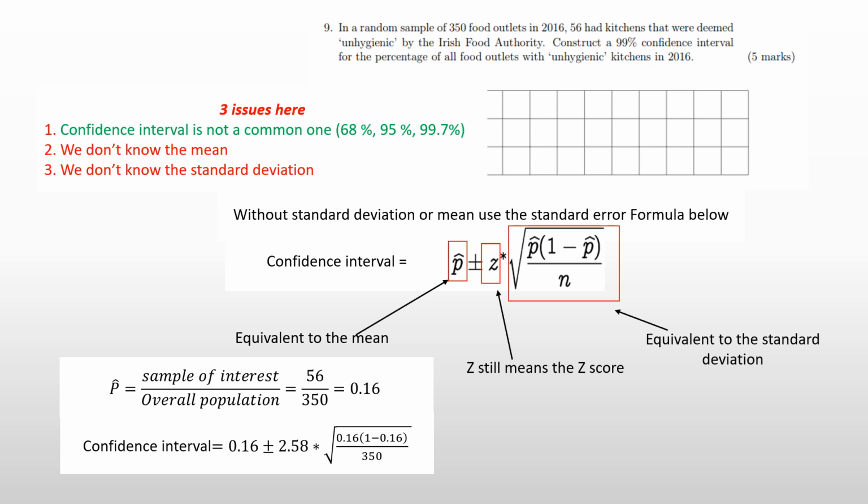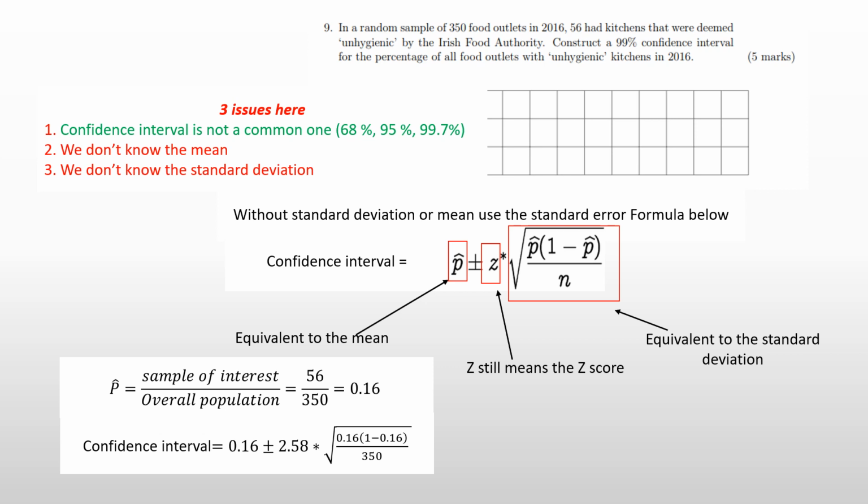It's the 350. Okay, so you put it in the formula because you know p hat now. P hat is 0.16. You know z is 2.58, and n is just the total number of subjects, the ones that are hygienic and the ones that are unhygienic, all of them. So the total is 350, and those were the things sampled in the data, right? So you just put in the formula: confidence interval equals 0.16, which is the p hat, plus or minus z, which is 2.58, times the square root of this thing.